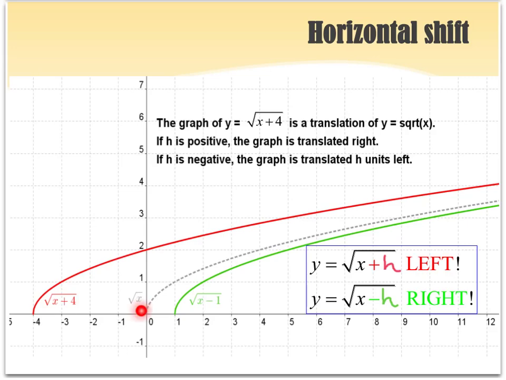Here's a little preview of what happens whenever we have a horizontal shift. So when we have our parent function here, and then I have a plus h underneath the radical, that actually means h is negative, so I'm going to shift to the left. If I have a minus h, that means h is positive, and I'm shifting to the right. Now here, because I'm shifting left and right, x is changing. That means my domain will change.